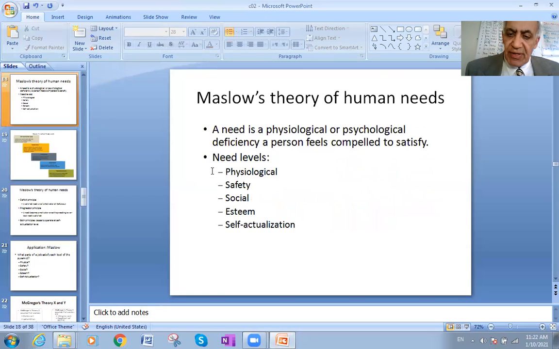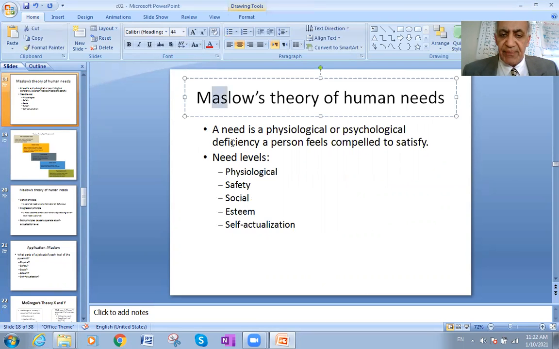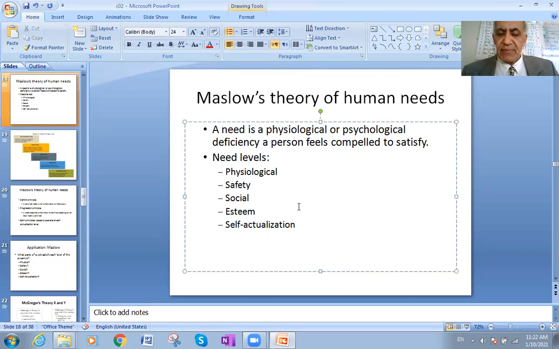We are still in the Hawthorne, which I mentioned. Now we go to Maslow's theory. Actually, Abraham Maslow said that human needs can be divided into five categories. We have five categories of human needs. The first one is the physiological needs, or we call it the survival needs.